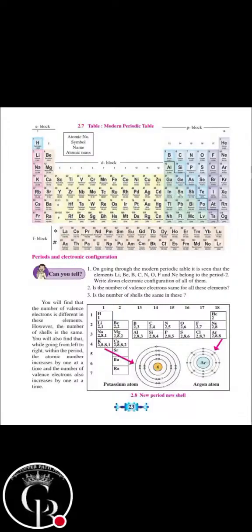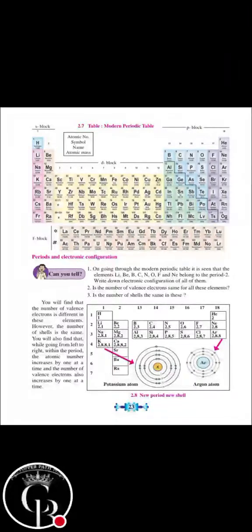The elements in the third period, namely sodium, magnesium, aluminium, silicon, phosphorus, sulfur, chlorine and argon, have electrons in their three shells. The chemical reactivity of an element is determined by the number of valence electrons in it and the number of valence shells.